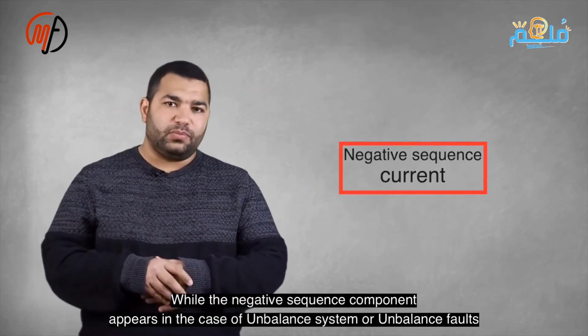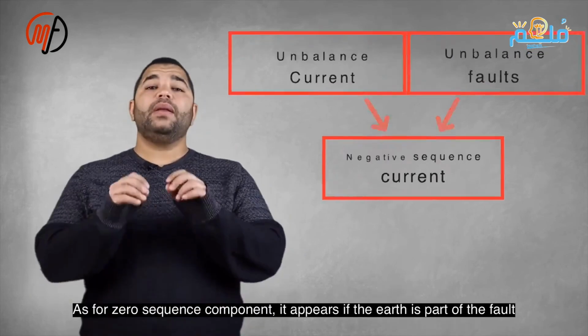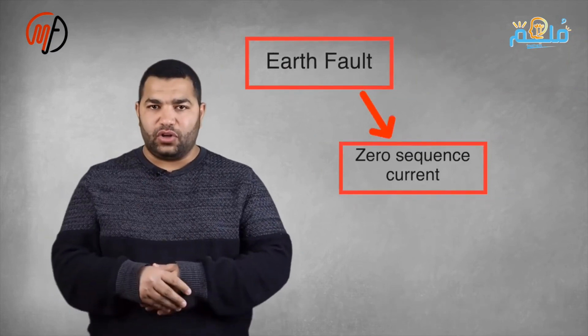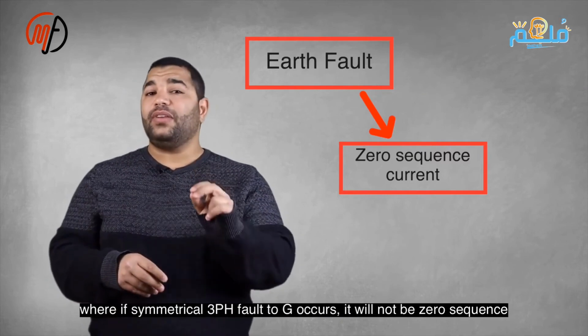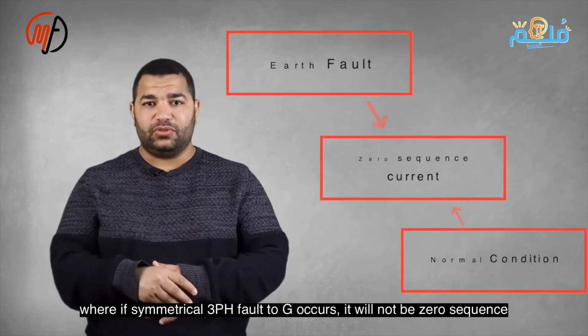The negative sequence component appears in the case of an unbalanced system or an unbalanced fault, while the zero sequence component appears if the ground is part of the fault. By fault here, we mean an unsymmetrical fault. If I have a symmetrical fault, like a 3-phase to ground fault, there will be no zero sequence present.